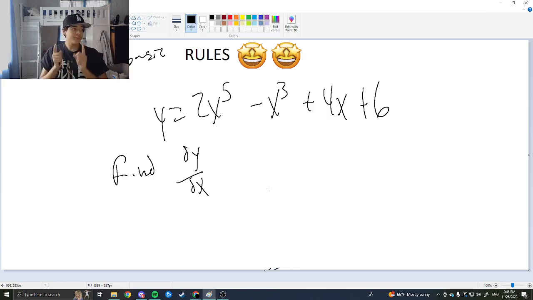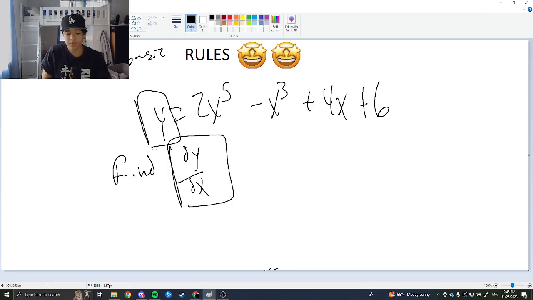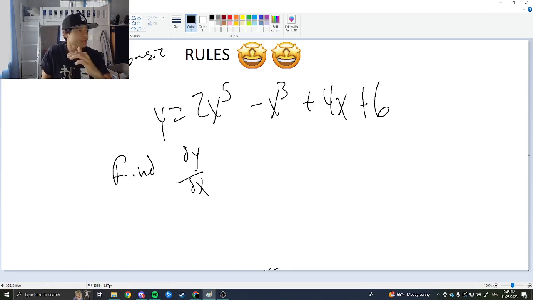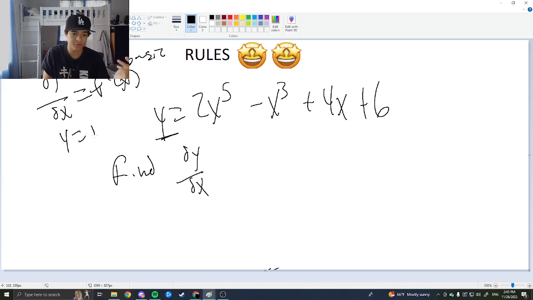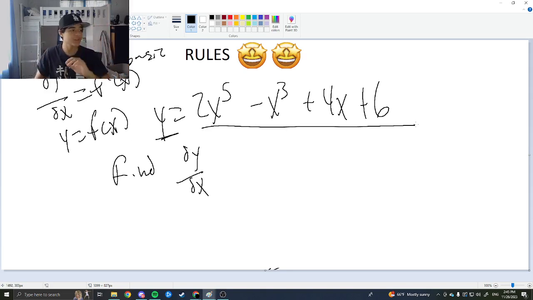Okay, so if you have this problem here, what would you do? I know this is dy over dx, and this is y now, right? What does that mean? All this is, dy over dx is the exact same thing as f prime of x. There's just different ways of writing it. It's literally just the derivative. Y is the same as f of x. You should have already known that one. Okay, so find the derivative of this. Pause it. Take your little pause break and solve it.